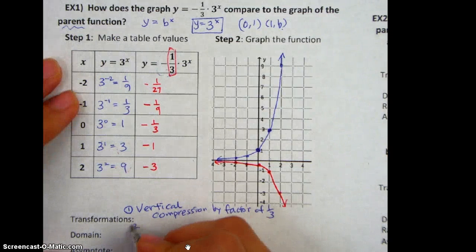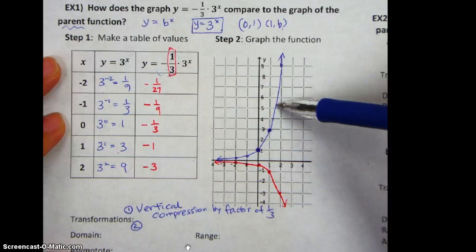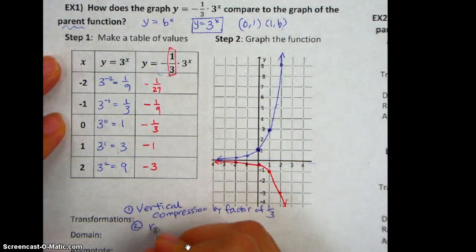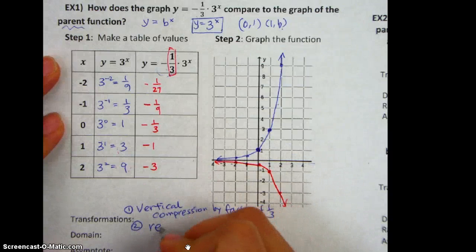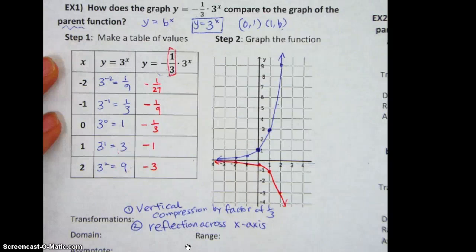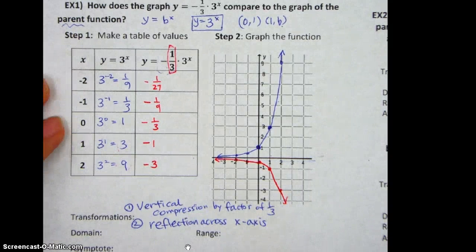Also, we have another thing going on because our a number is negative. The graph has been flipped across the x-axis. So in fancy math vocabulary, we say reflection across the x-axis.